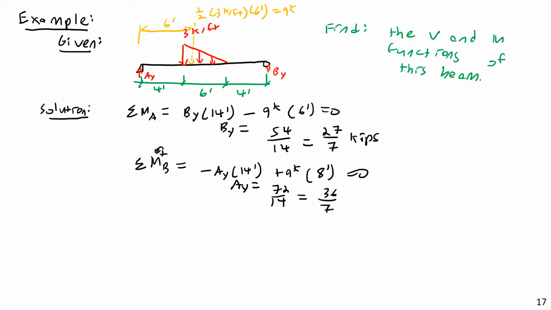And if I added those two up, 36 plus 27, that would come to 63. 63/7 is 9, so those do add up properly in terms of summation of forces in the vertical direction. So we have AY and this.